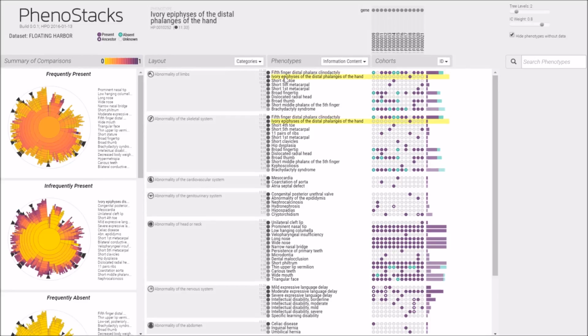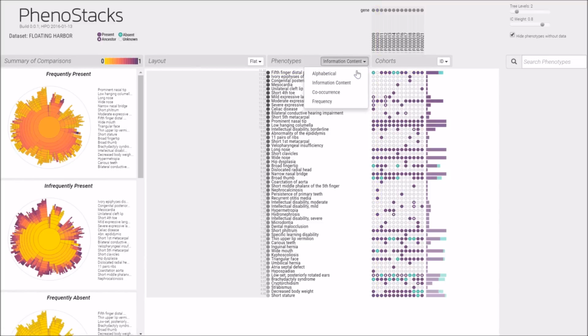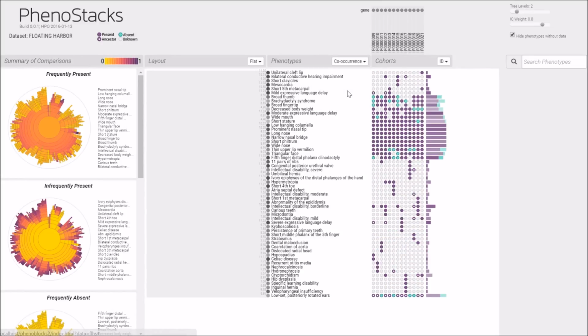This matrix-like visualization shows phenotypes in rows and patients in columns. Phenotypes observed as being present are denoted in purple, and those observed as being absent in blue. Phenotypes without recorded observations are in gray. The observations plot can be sorted by phenotype and patient attributes. For example, sorting by co-occurrence clusters similar phenotypes and patients closer together.